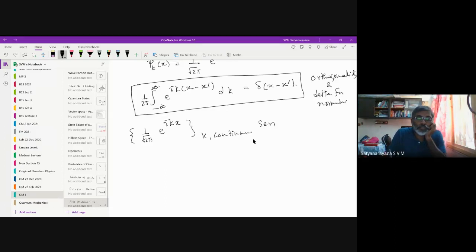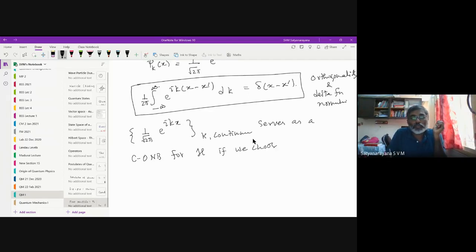This serves as a complete orthonormal basis, a complete orthonormal basis for the Hilbert space, if we choose such a normalization. Our aim is to have a coordinate basis.